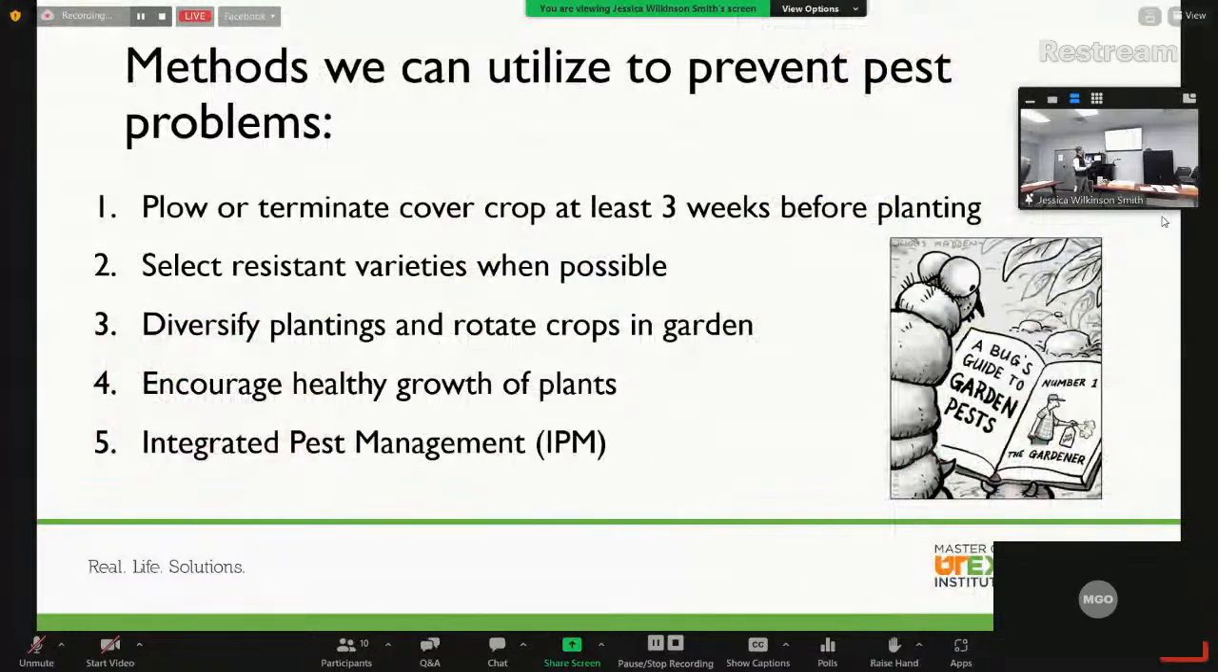So methods that we can utilize to prevent these pest populations. I'm going to jump into a few of these about integrated pest management here. But when we're thinking about this, we just want to diversify our plantings. We want to confuse the bugs, right? So here on the right, a bug's guide to garden pests. Number one, this gardener is just spraying just to spray, right? And that's not a fix-all. And I know you guys know that. So some other things that we can think about, selecting resistant varieties. And a healthy plant will hopefully deter a lot of these issues, whether it's pest buildup, disease buildup, or even competition with weeds as well.